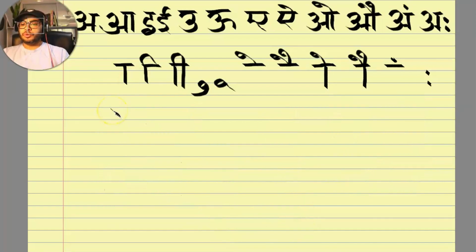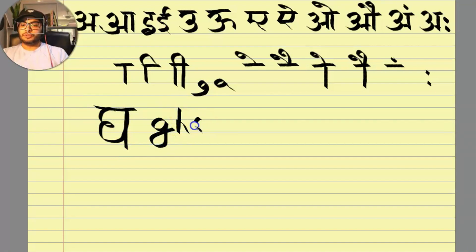The next sound we will look at is Gha. Okay, how we write it is like this. So it's something like an inverted number 3, and then you go up top, and then the line, and then the dash on top. The IAST sound would be GHA.